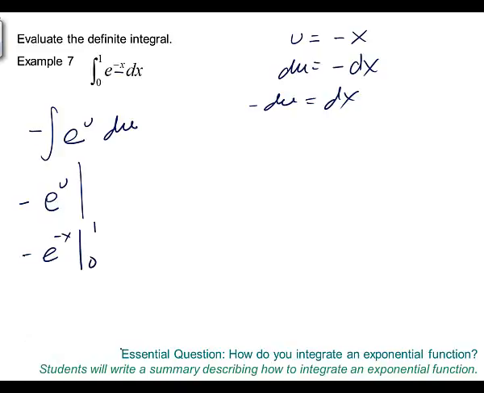So we put the 1 in first, so we get negative e to the negative 1 minus negative e to the negative 0. Okay, double negative goes what? Positive. What's anything to the 0 power? No, not 0. 1. And then is this happy where he's at? We don't like that negative exponent, do we? Negative 1 over e plus 1. It would be a non-calculator problem on an AP test if they give you that.